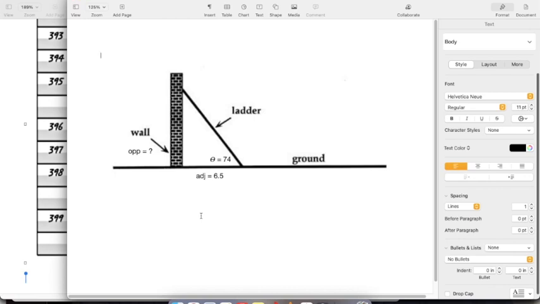We were given the information that the ladder makes a 74 degree angle with the ground, so that's theta. Theta equals 74 degrees. We know that the foot of the ladder is positioned 6.5 feet from the base of the wall, so that's the adjacent side. That's the information that we're given. And the information that we're asked for is what is the height of the ladder up the wall. So you can see that that is the opposite side.